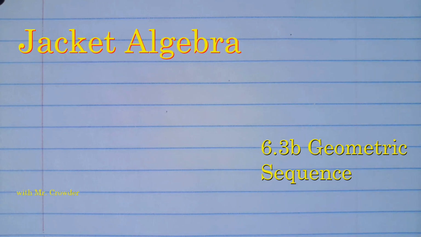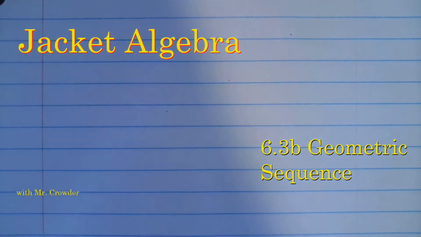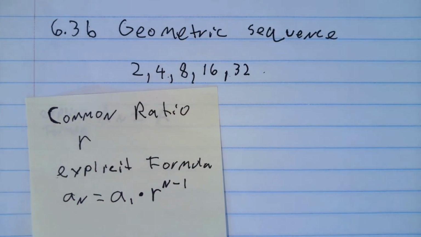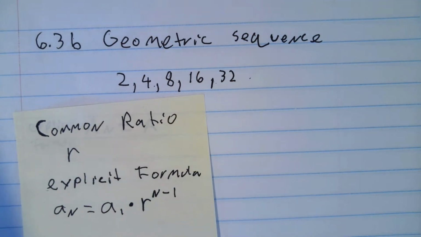All right, we're going to start going over the next section, and it's 6.3b, geometric sequence, and we'll get you set up, ready to go. Here we go. Make sure you're taking notes because we're going to take a grade pretty soon on that. So this is 6.3b, geometric sequence. And we're going to get this going on.